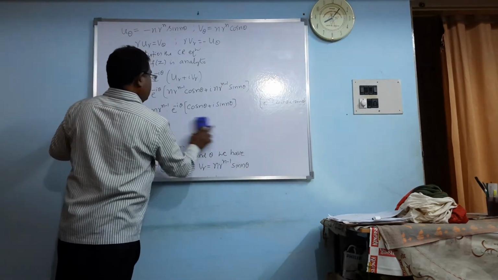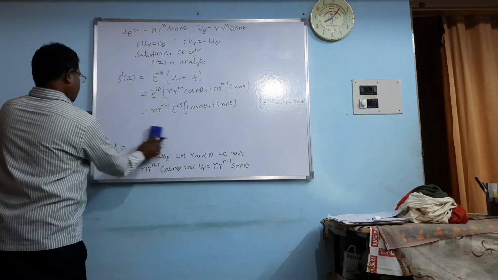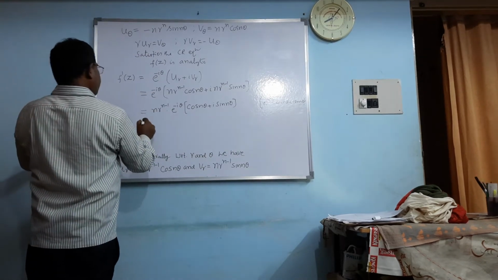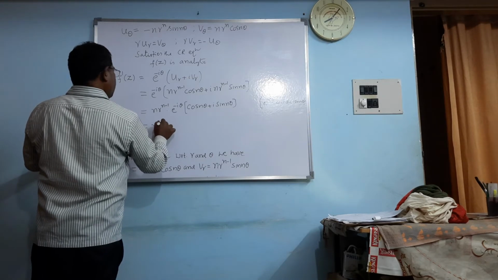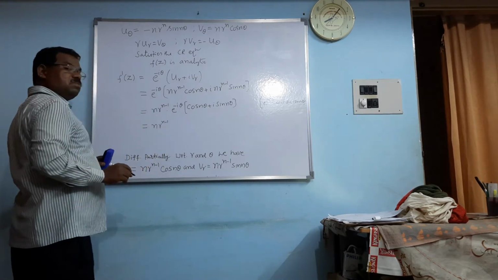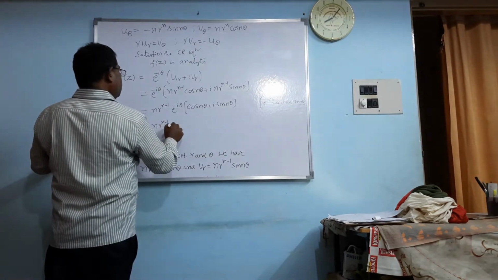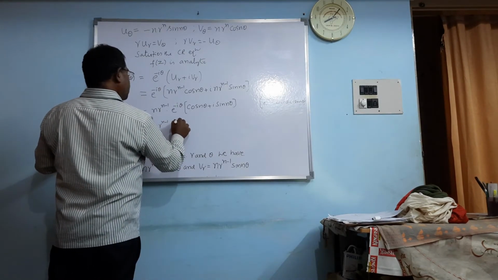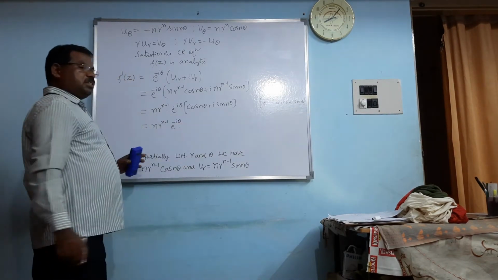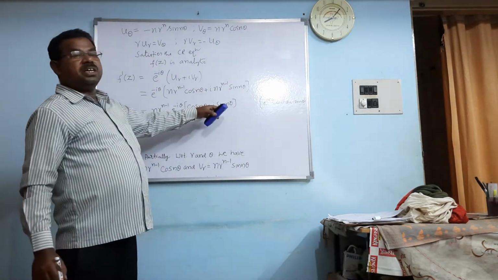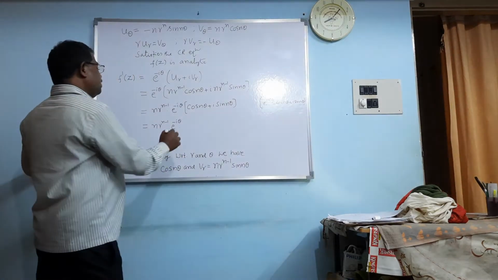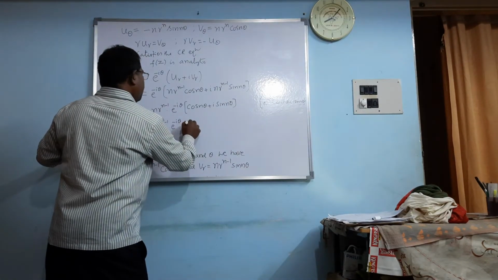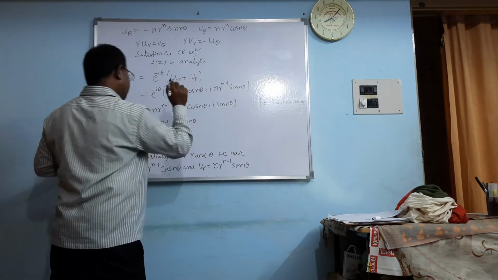Next, here n into r to the power of n minus 1 into e to the power of minus i theta. This is what? cos n theta plus i sin n theta is e to the power of i n theta.